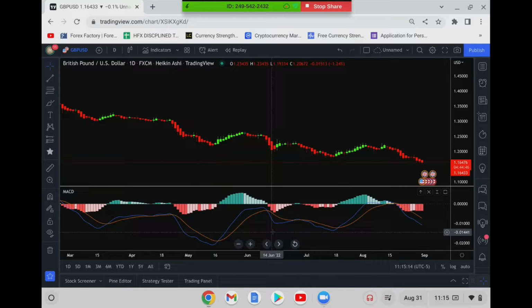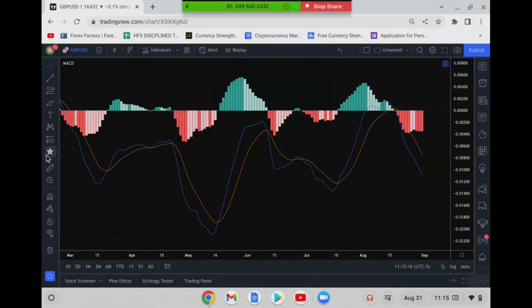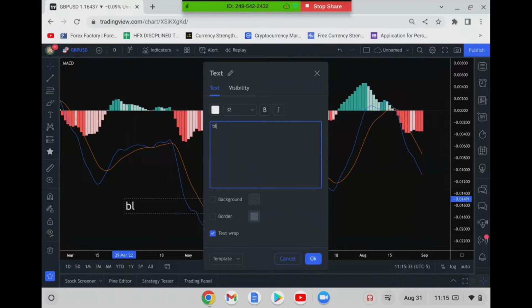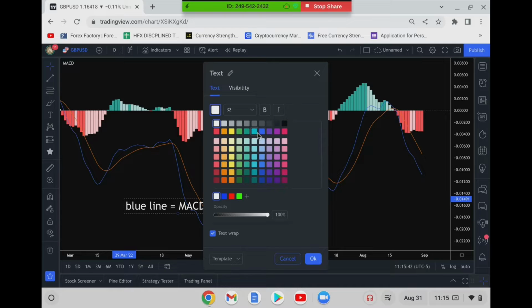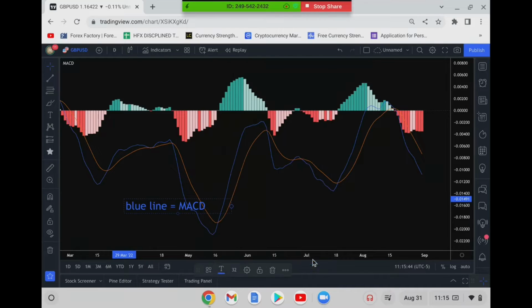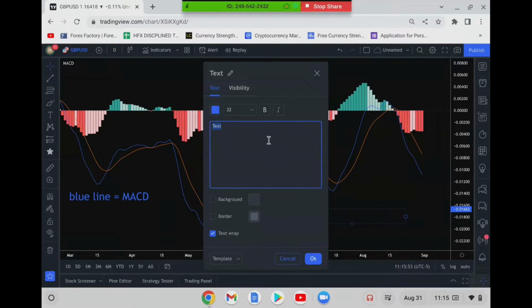And I'm just going to zoom in here on the MACD indicator and point out a few things to you guys. So first we have our blue line. And our blue line is actually going to represent our MACD. Let's change this to the color blue. Okay, then we have our orange line. And our orange line is actually just going to represent our signal line.